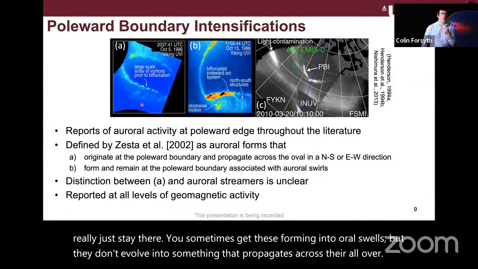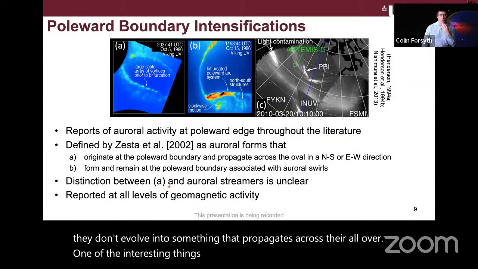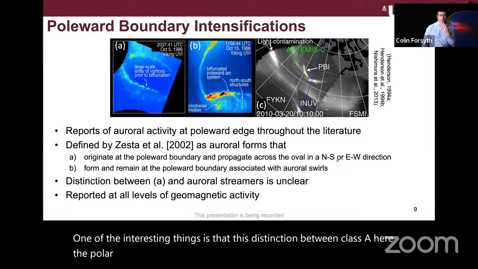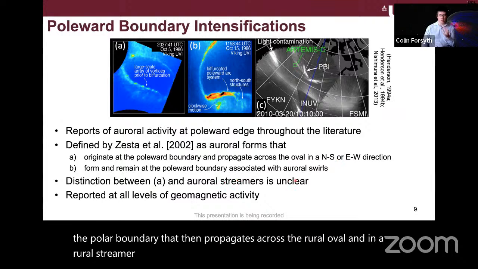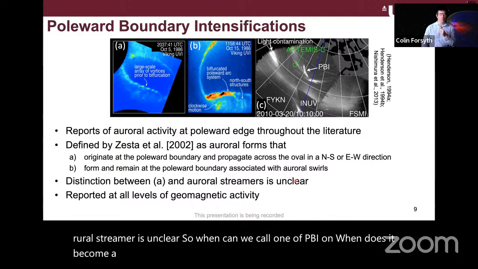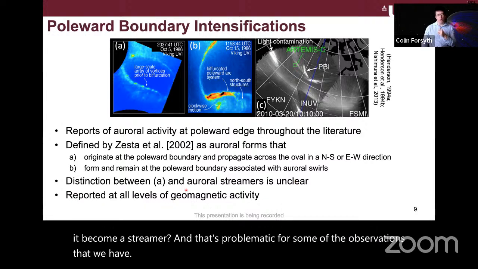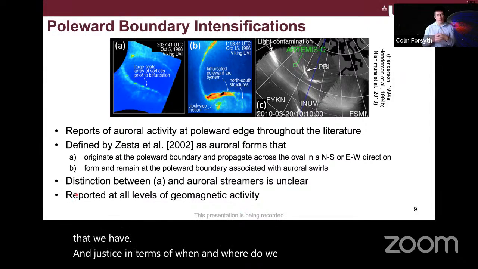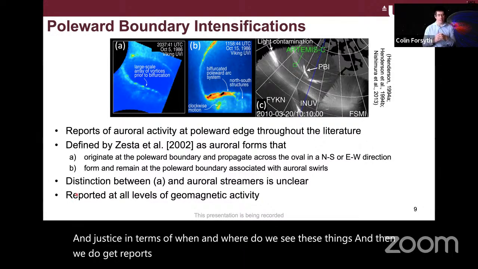Now, one of the interesting things is that this distinction between class A here, the polar boundary that then propagates across the auroral oval, and an auroral streamer is unclear. So when can we call one a PBI and when does it become a streamer? And that's problematic for some of the observations that we have. And just in terms of when and where do we see these things, we do get reports of PBI activity at all levels of geomagnetic activity.